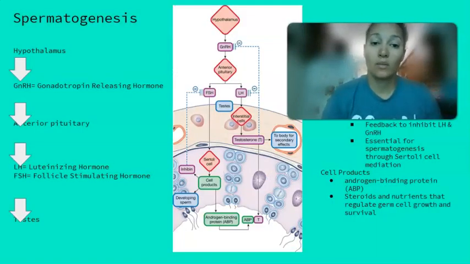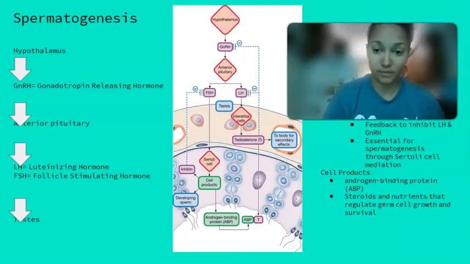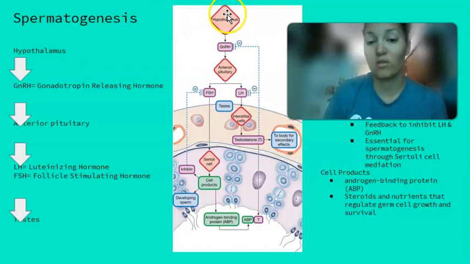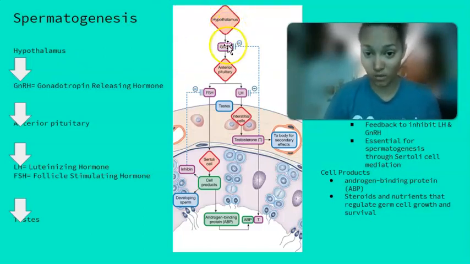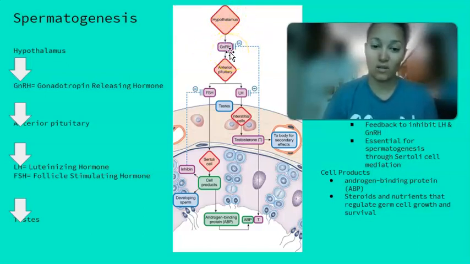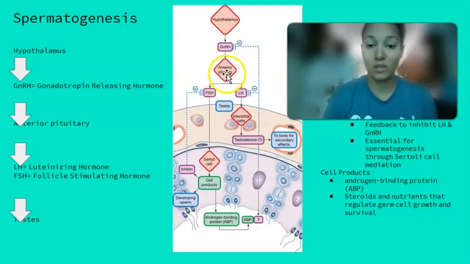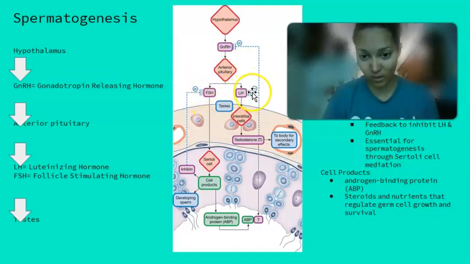Now we're going to talk about spermatogenesis. So here is a really great diagram from Silverthorne. And as you can see, spermatogenesis starts with signaling from the hypothalamus. So your hypothalamus is going to signal your gonadotropin releasing hormone here, and that's going to signal down to the anterior pituitary. Your anterior pituitary is then going to signal your follicle stimulating hormone and the luteinizing hormone.